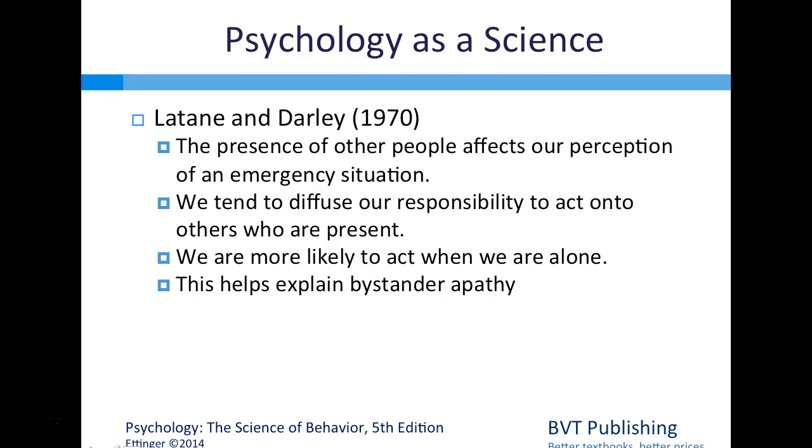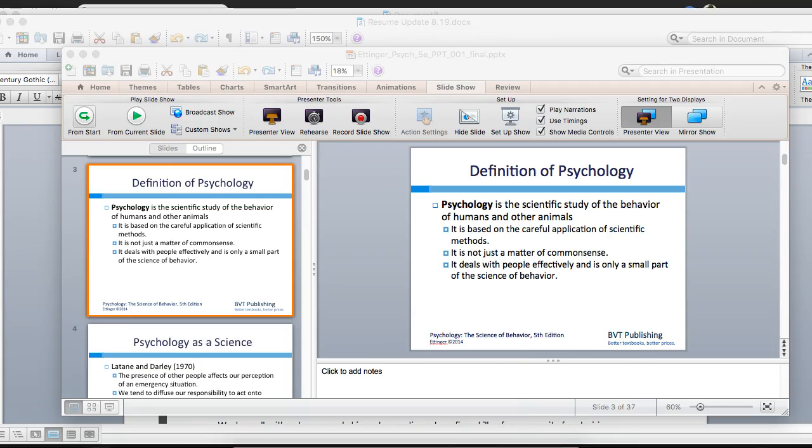A really good example of psychology as a science and not just common sense comes from research done in 1970 by Latané and Darley. This research actually goes quite against common sense, because we would often expect that the more people that are present in an emergency situation, the more likely it is that one of those people will act on it or notice what's happening. The study that Latané and Darley did in 1970 determined that actually the opposite is true.